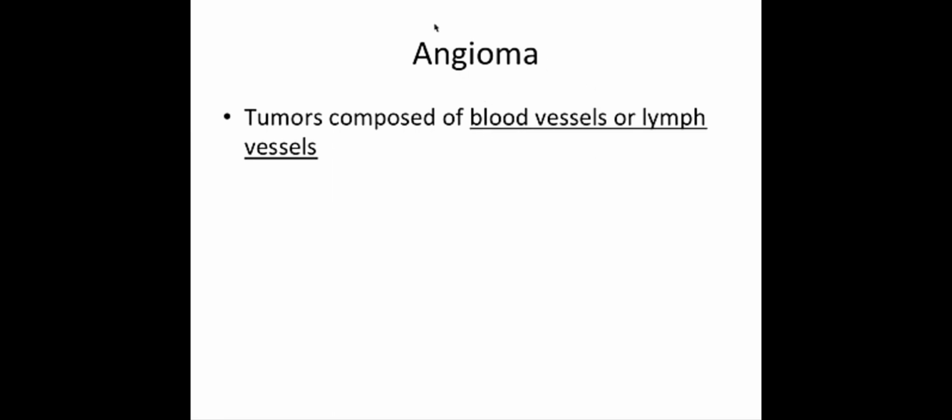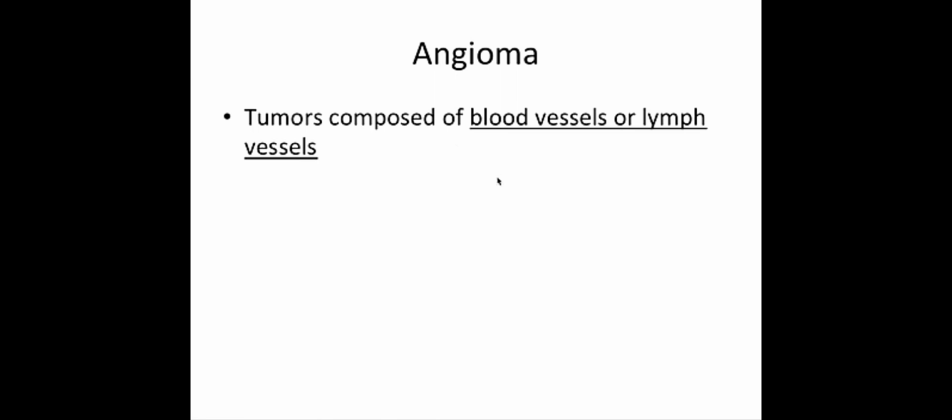So next we're going to talk about angioma. This was confusing for me because there are a bunch of different types of angiomas and I couldn't really get a grasp on what they all were because they're very different in presentation. But if we break this word down, angi is a prefix meaning vessels, and oma is a suffix meaning a tumor. So literally, it's translated to a tumor composed of blood vessels or lymph vessels.